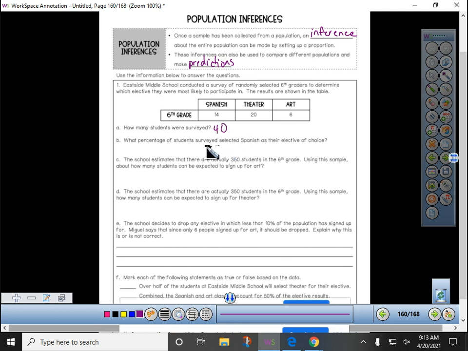What percentage of students surveyed selected Spanish as their elective choice? How do you do percent? You write a proportion. So if you don't have the packet, on your paper where you did your beginning assignment, please write down what I'm writing down. What goes here? 100. X. And here is X, and here, 40. And above it, where'd you get 14? Spanish. Good. Does everybody see that?